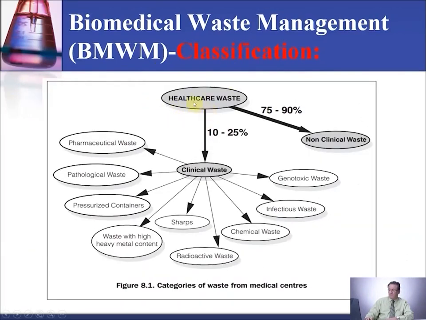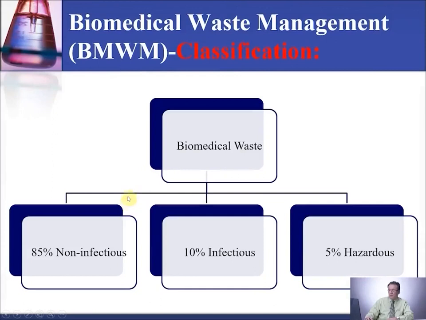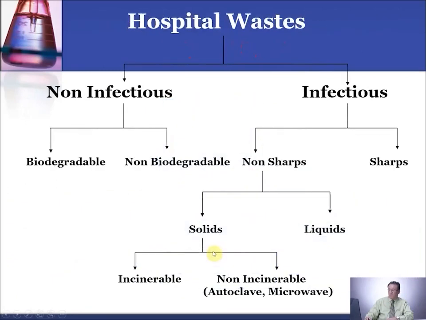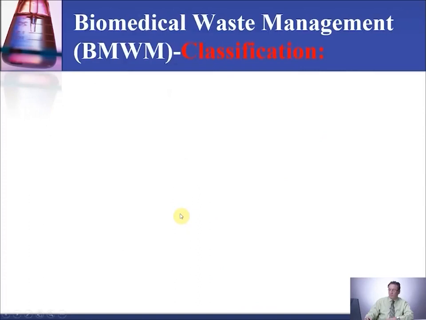So as you can see, this is the healthcare waste, 75 to 90% non-infectious waste and 10 to 25% clinical waste, which includes all these categories. Again, this is another classification for biomedical waste. So it could be 85% non-infectious, 10% infectious, and 5% hazardous, where the 10 and the 5 can be grouped together. Also, for hospital waste, non-infectious could be biodegradable or non-biodegradable. The infectious waste can be non-sharp or sharp. The non-sharp could be solid or liquid. The solid could be incinerable or non-incinerable, needing autoclaving or microwaving, as we will talk about later on.